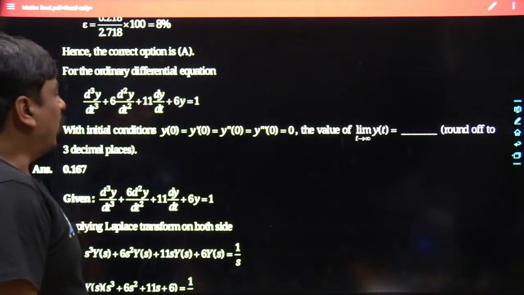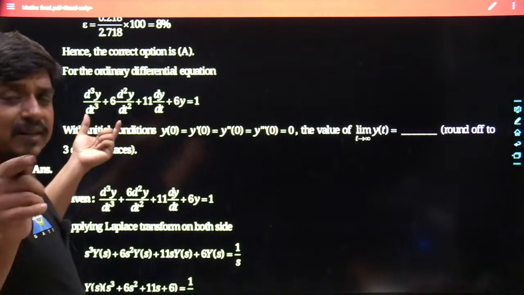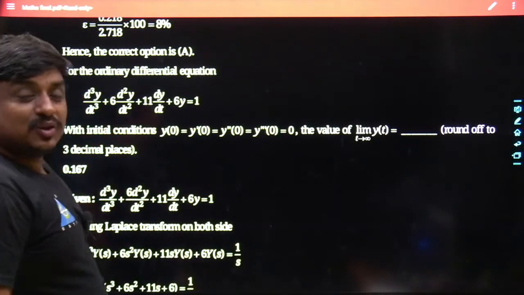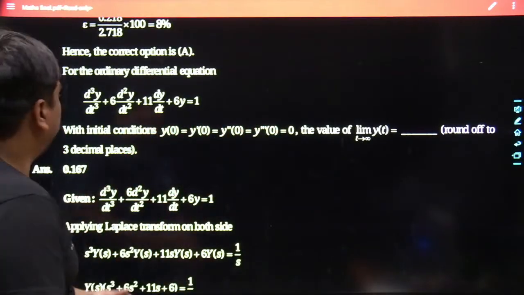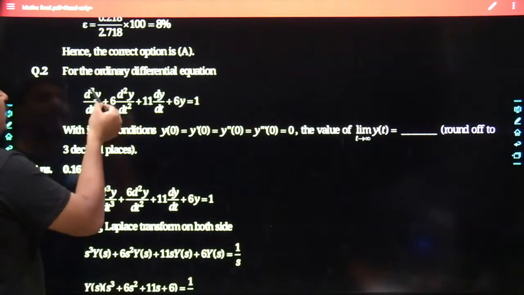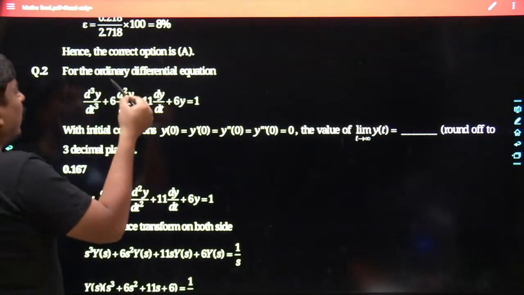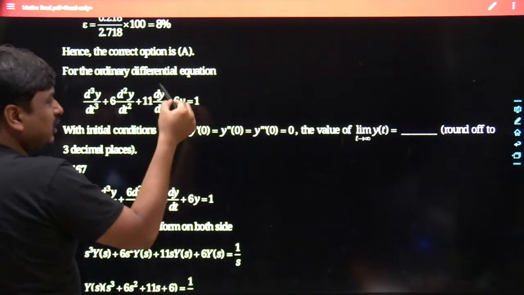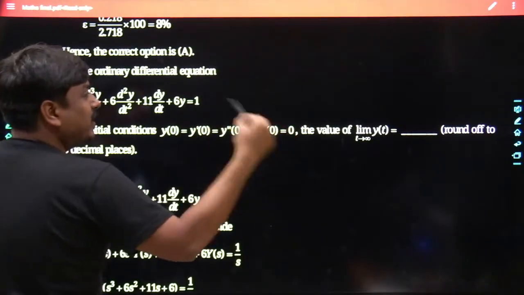My dear friends, why have they gone till triple dash? Because in future, once you take the Laplace of any derivative component, you must know how it looks. Once you take the Laplace of d^3y/dt^3, you will start with s^3 Y(s) minus s^2 y'(0), similarly y''(0), y'''(0).